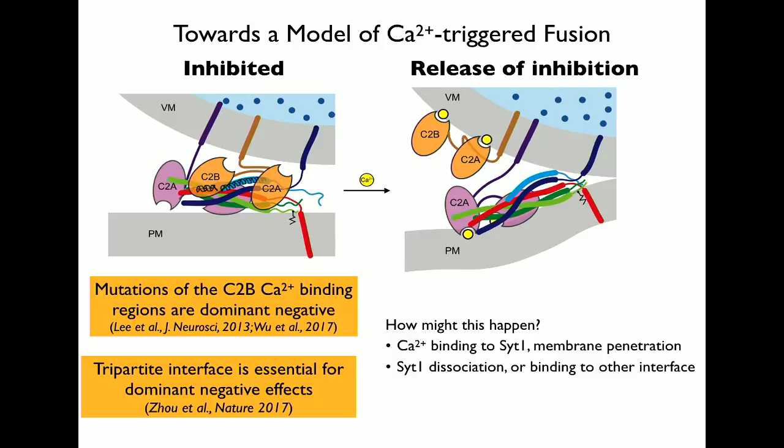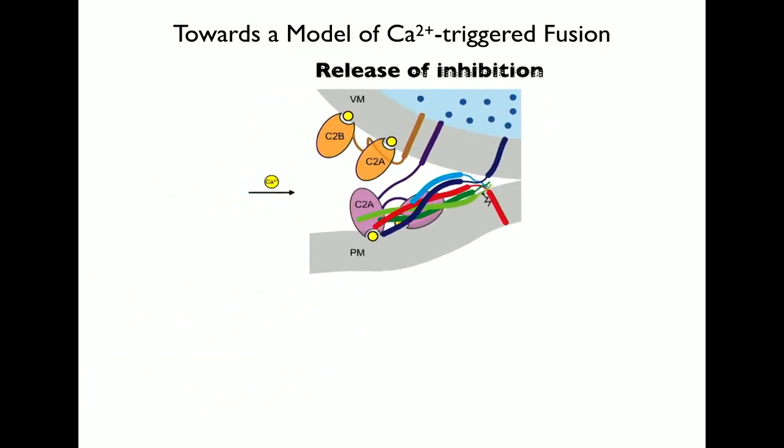So it's either dissociating from the SNARE complex and going to the membrane, or going to a different part of the SNARE complex, or both. So that's the first step. And then what has to happen is actually fusion itself.